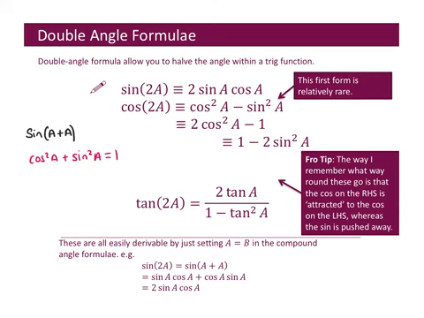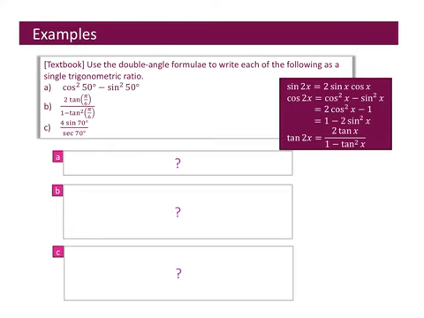And then with tan, again, instead of writing A plus B, it's A plus A, and then when we substitute in, we're going to get this formula. Okay, so nice and simple. So you can derive these formulas if you need to. So what we're going to do is take a look at a few examples.